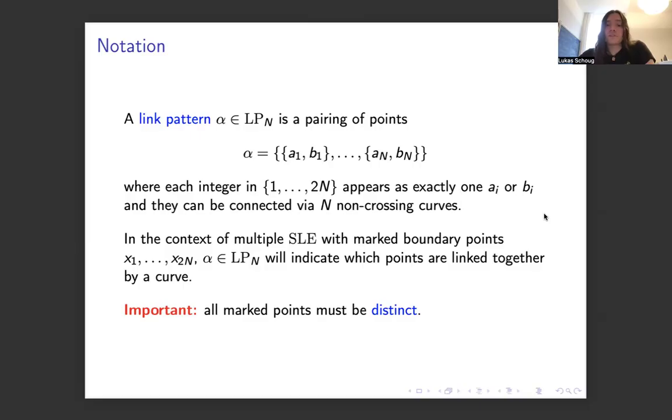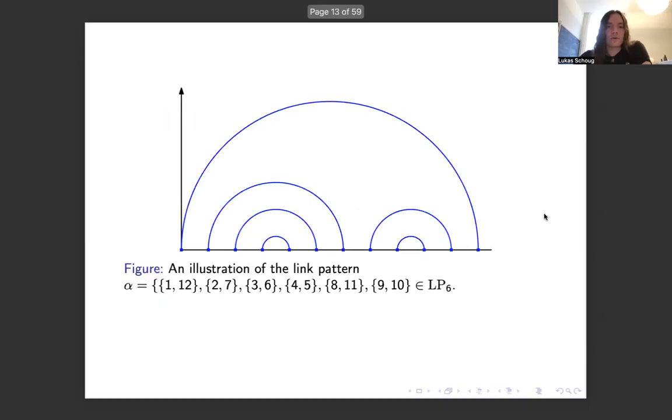So in the context of multiple SLE, a link pattern is there to tell you which points should be connected by SLE type curves. And here, an important restriction is that all marked points must be distinct. So here's an illustration of a link pattern. This is something we allow. This is 1 goes to 12, 2 to 7, 3 to 6, 4 to 5, 8 to 11, and 9 to 10. So this is in LP6.